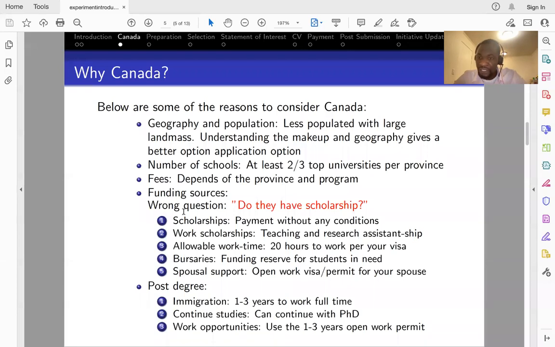So if you are interested in funding, or if you want to ask a question related to funding, do not say, do they have scholarships? No, the best approach is, what are the sources of funding and how can I leverage them? So that's one thing I wanted to point out.